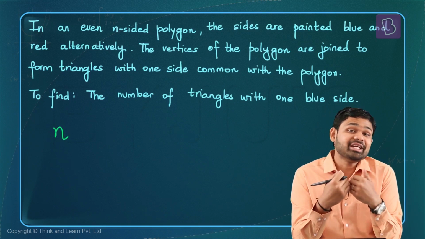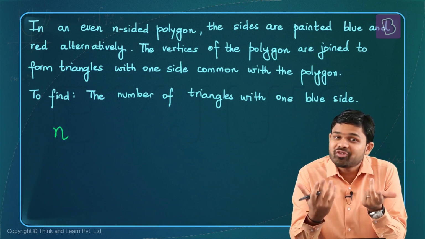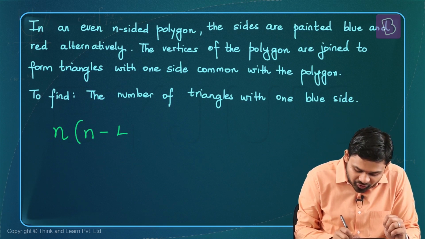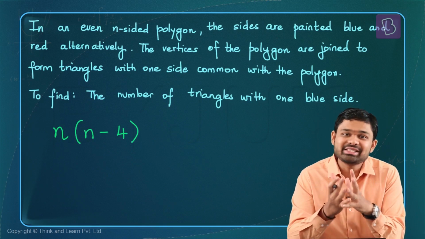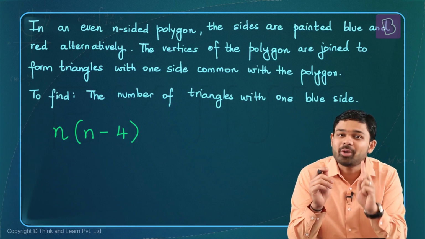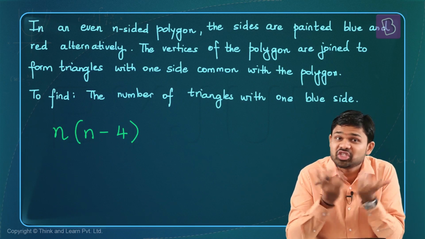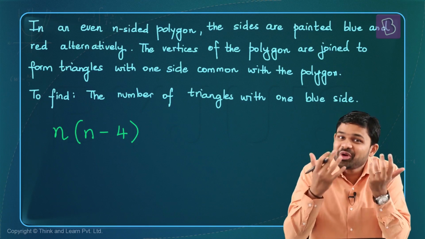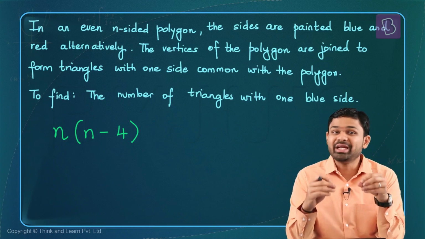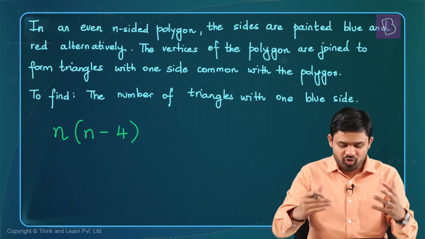So now this means that you have a restriction on the number of vertices which you can choose, and that is the total number of vertices minus 4. So n into n minus 4, these are the number of triangles that can be formed out of an n-sided polygon with just one common side with the polygon. So if you actually consider the case of a quadrilateral, you have 0 triangles with just one common side with the quadrilateral. You need a minimum of a hexagon for at least 1 or 2 triangles of this kind to be formed.